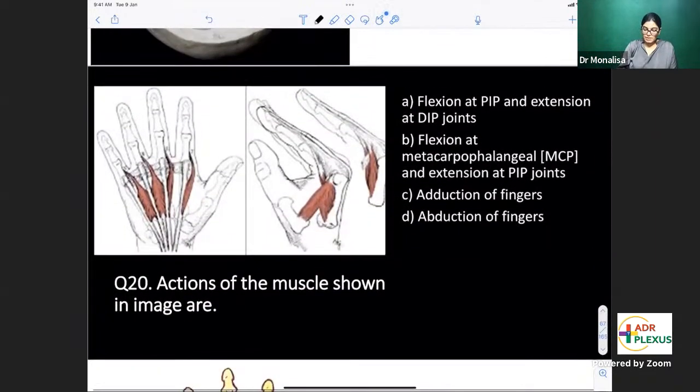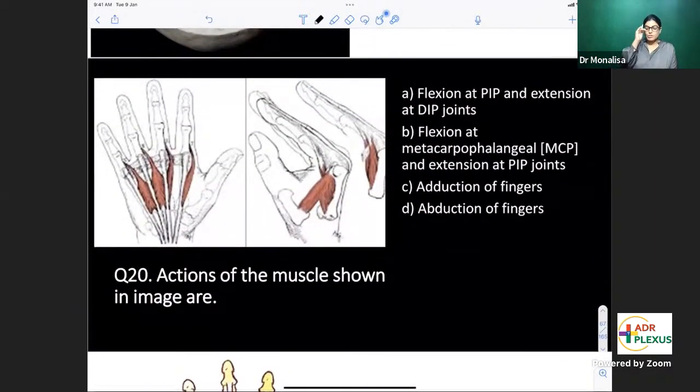Okay, so yes. Action of the muscle shown in the image. What is the action of the muscle? Whether it is causing flexion at PIP, the proximal interphalangeal joint, and extension at DIP; flexion at metacarpophalangeal joint and extension at the proximal interphalangeal joint; adduction of fingers; or abduction of fingers. According to you, which is the best answer? I'm getting A, lumbricals and B.